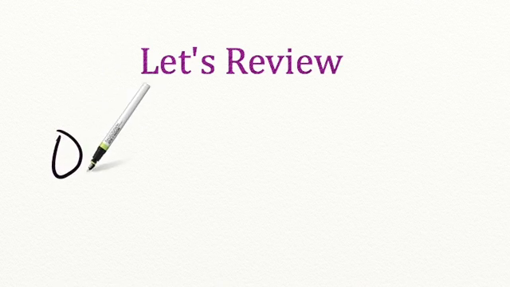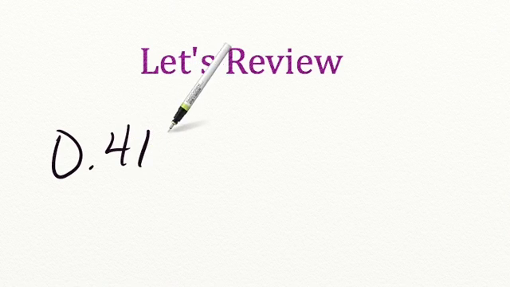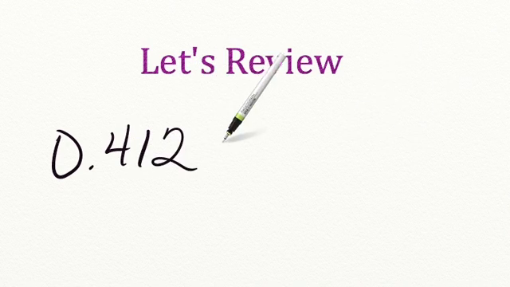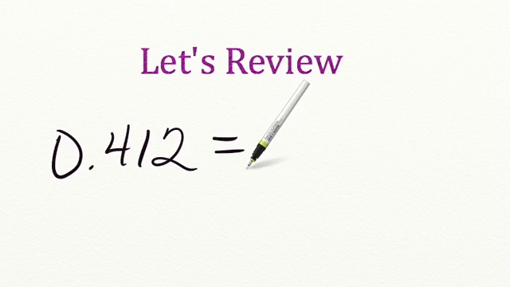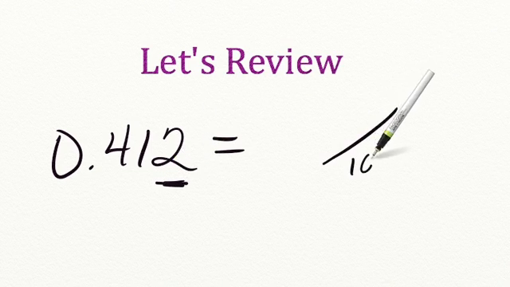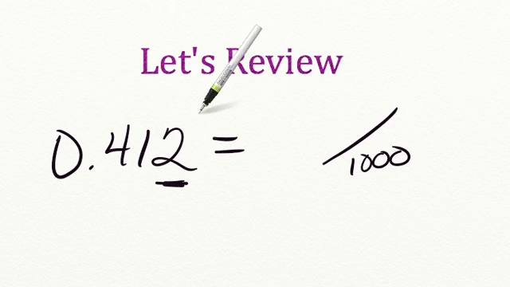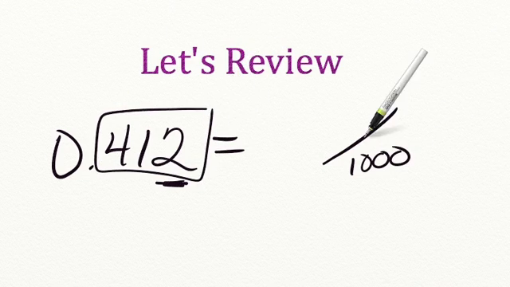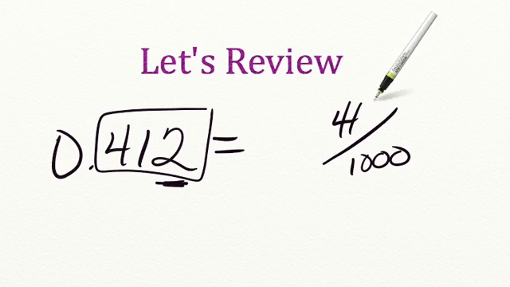Let's review what you've learned in today's lesson. Today we discussed how to turn a decimal into a fraction. So let's go ahead and turn this decimal into a fraction. We know that this decimal ends in the thousandths place, so our denominator is going to be thousandths. And we have 412 thousandths, which is going to be our numerator.